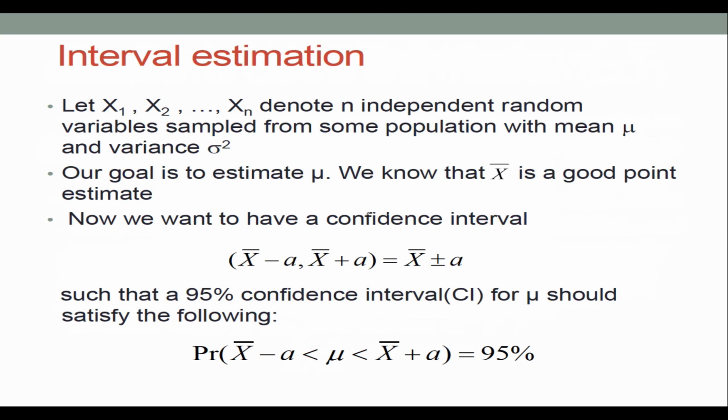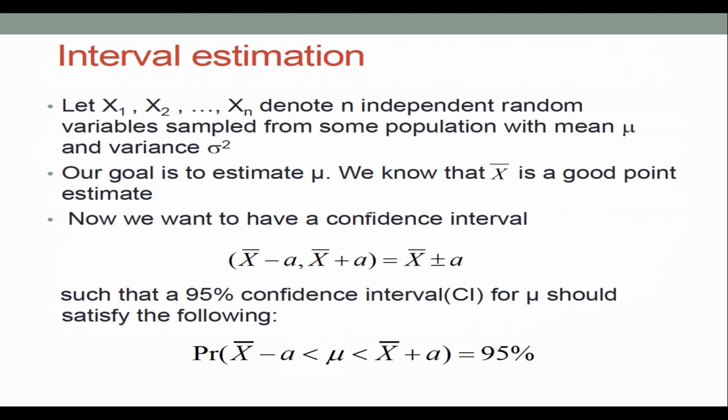This is going to give you an interval estimate, such as a 95% confidence interval for mu, which should satisfy this equation. If we call this interval x bar minus A to x bar plus A a 95% confidence interval, then the probability that the true population mean falls into this interval should be 95%.